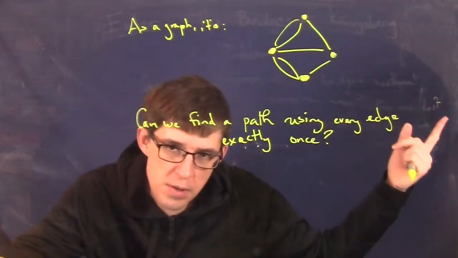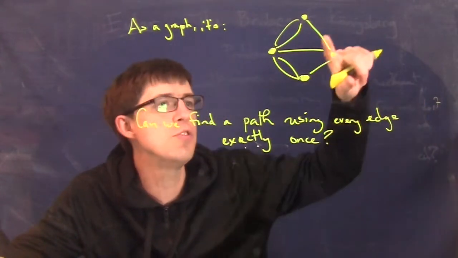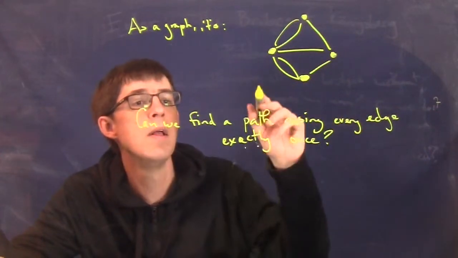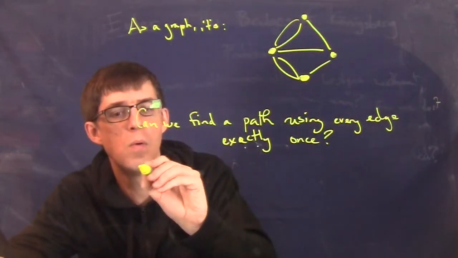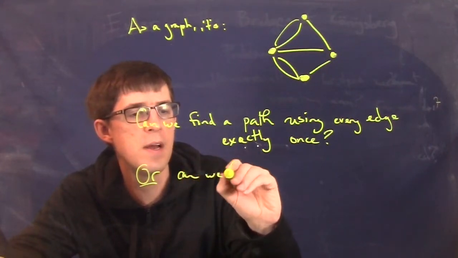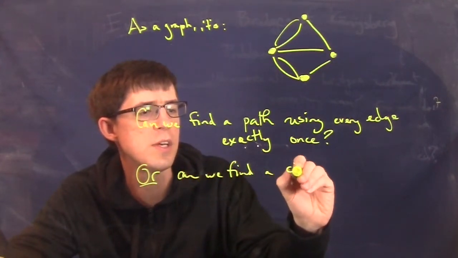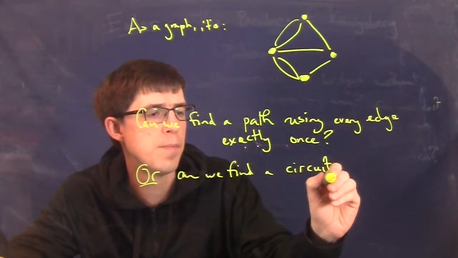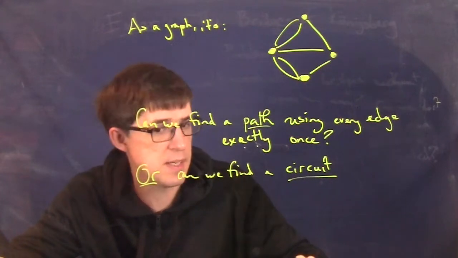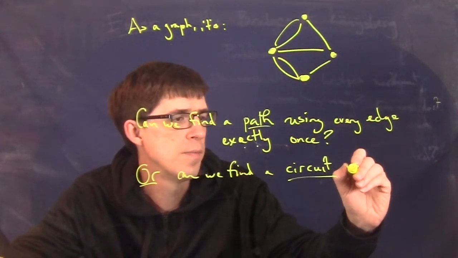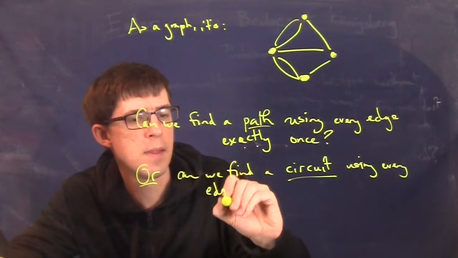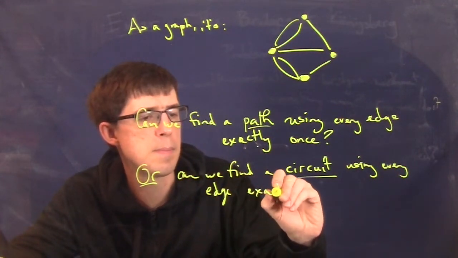And then I said there was another, related question. Can you do it and end up in the same place where you started? Well, that's another word that we talked about. That would be, can we find a circuit? Remember, a circuit is a path which begins and ends at the same point. Can we find a circuit using every edge exactly once?